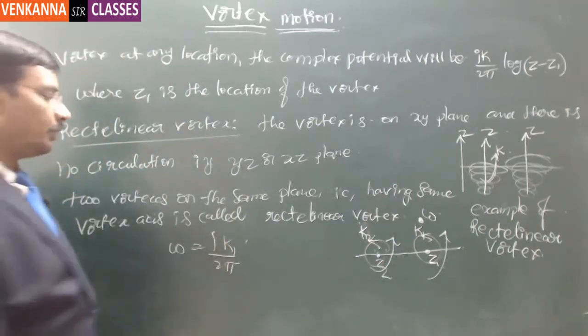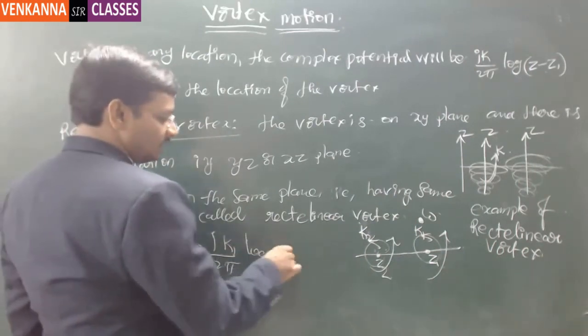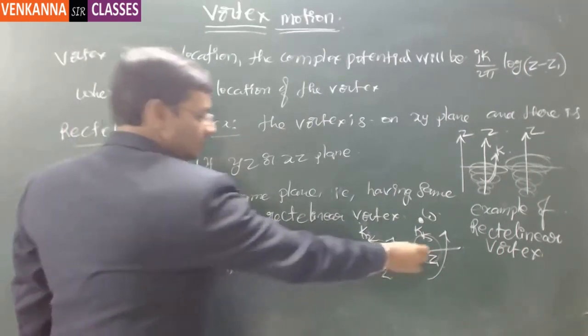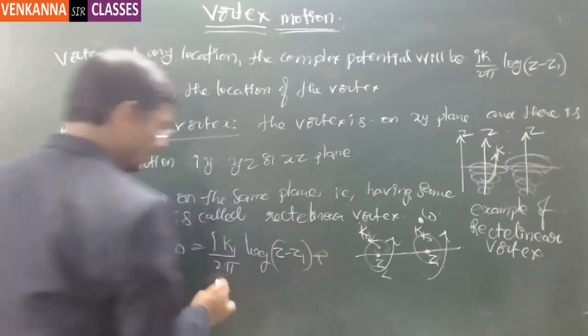So ik1 by 2 pi times log of z minus z1 is due to this one, plus ik2 by 2 pi times log of z minus z2 is the complex potential due to this one. These two together will give the complex potential at this point.